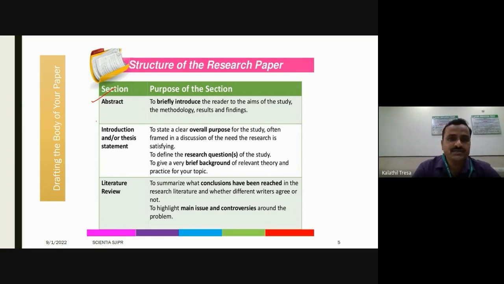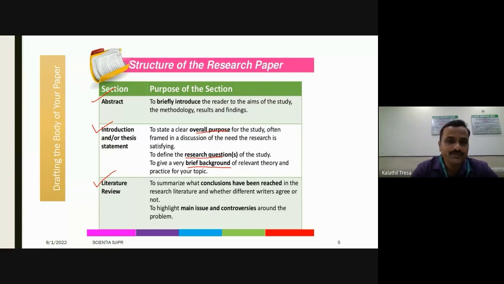The second part is the introduction, also called the thesis statement. Here three important elements are used. What is the purpose of the research, why it is carried out, which is based on the discussion. Second, what is the research question, why the research is carried out, and what is the background of the research, which is called the rationale behind the study. In the introduction, we are supposed to use statements related to the purpose of the research, what research question is raised, and what the background of the research is.